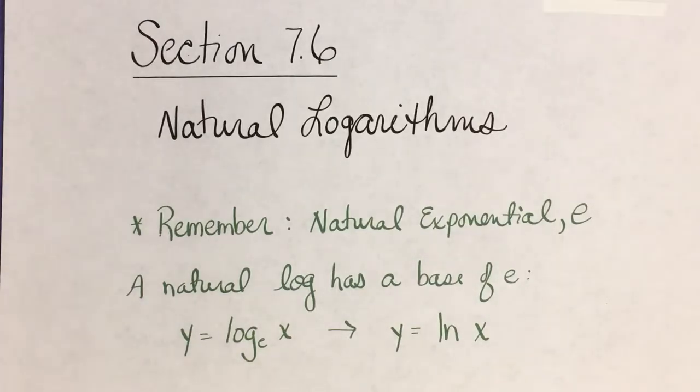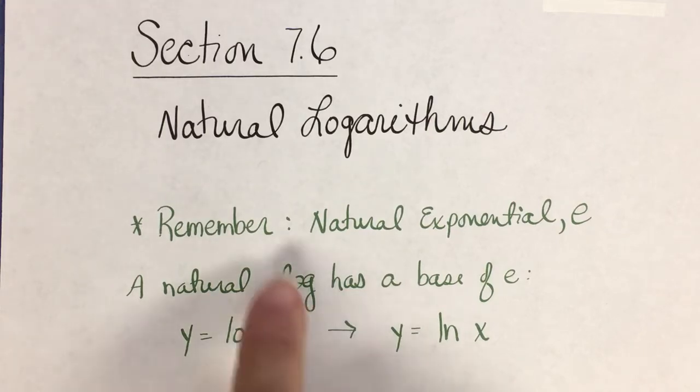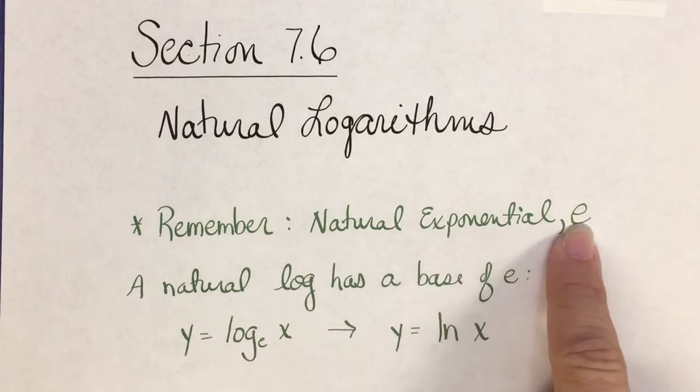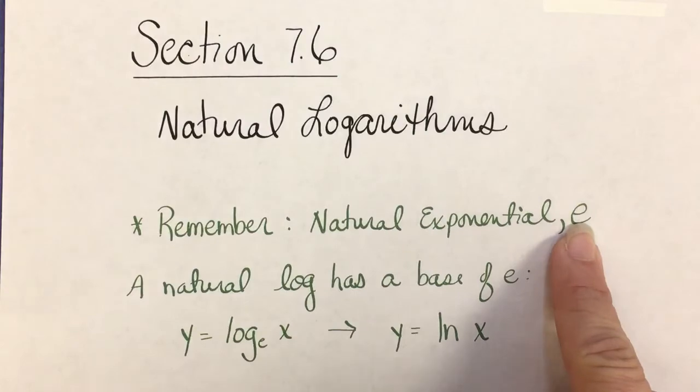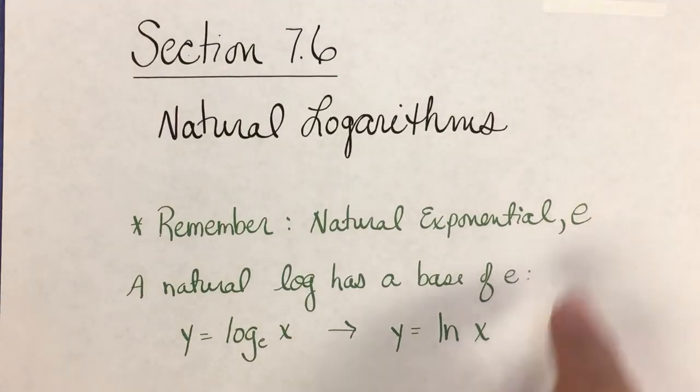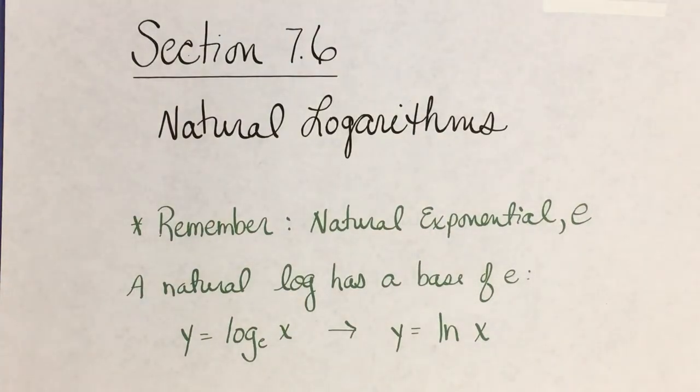Okay, in section 7.6, we're going to continue with solving equations, but these are going to involve your natural logarithm, which we've already discussed back in the first part of chapter 7, the natural exponential. If you remember, the natural exponential was the e, and we ended up using it in one of the formulas. So your natural logarithm is going to also involve e.